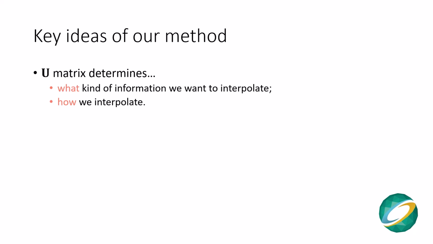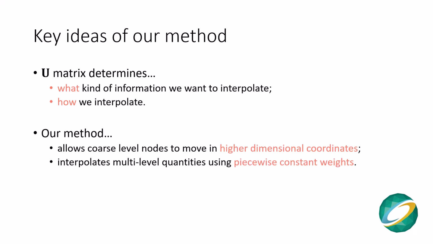As we know that the U matrix is an interpolation matrix that determines two things. First, it decides the degrees of freedom of coarser level nodes. What kind of information do we want to interpolate, all right? And second, it decides the interpolation weights, which is how we interpolate. The key idea of our method answers these two questions exactly. To be more specific, we allow coarse level nodes to move in a higher dimensional coordinate, and we use piecewise constant weights to interpolate them.